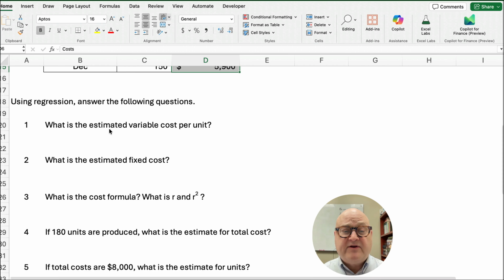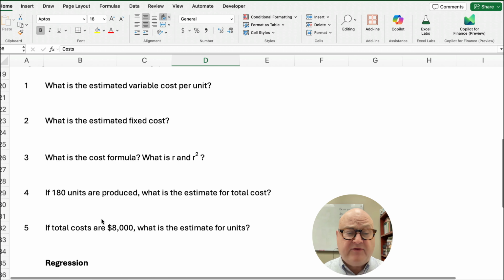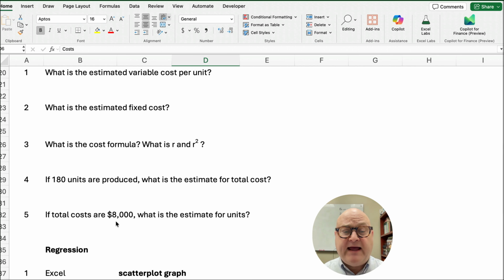So what is our estimated variable cost per unit? What's our estimated fixed cost? And then what would the cost formula be? And what is R and R squared? We'll get to that here in just a minute. And then if we produce 180 units, what's our estimate for total cost? And if our costs are 8,000, what's our estimate for units?